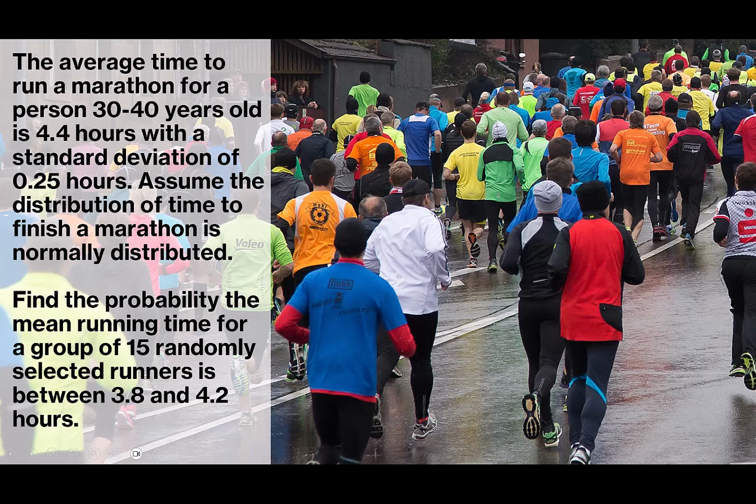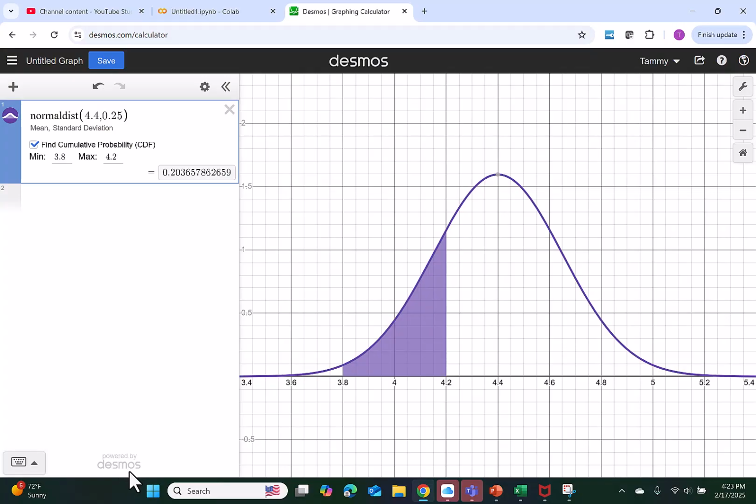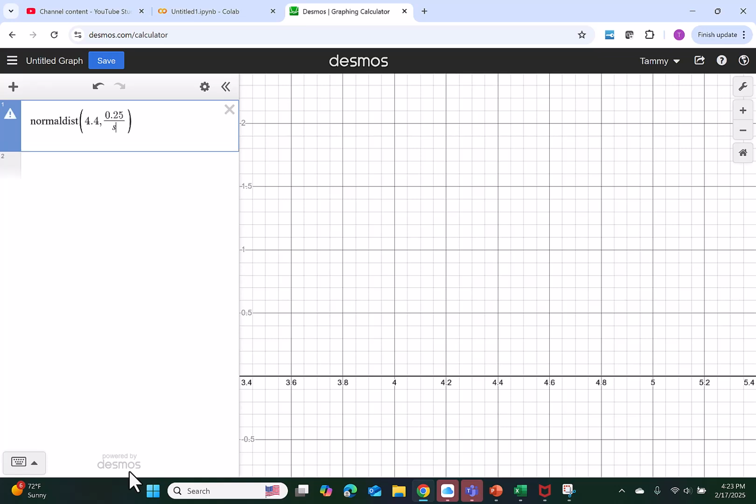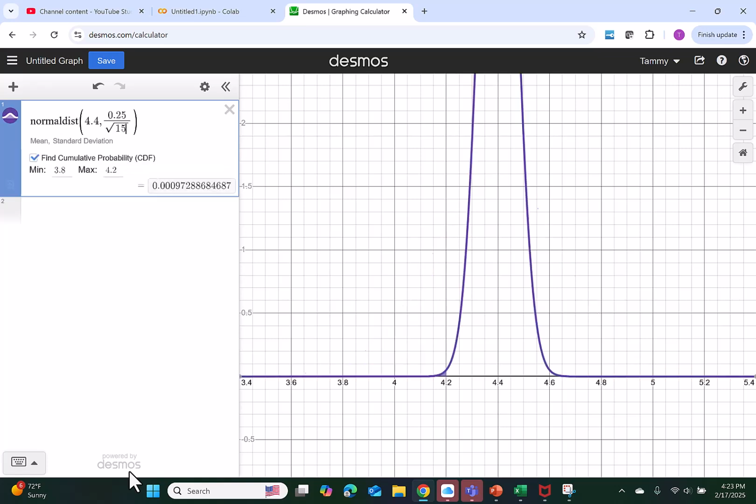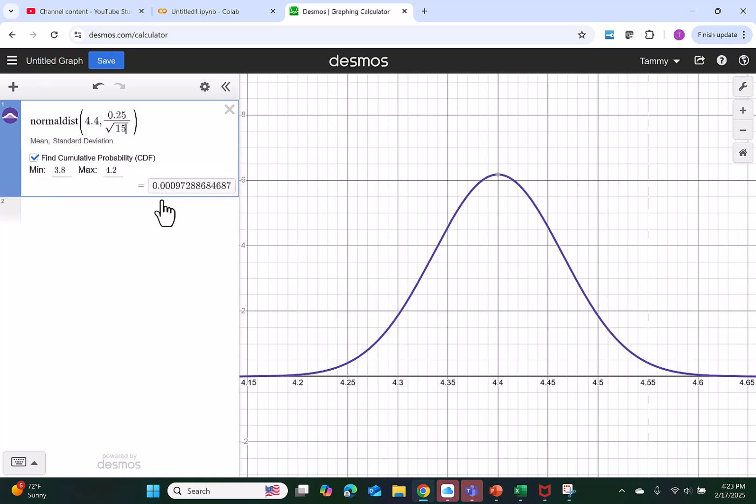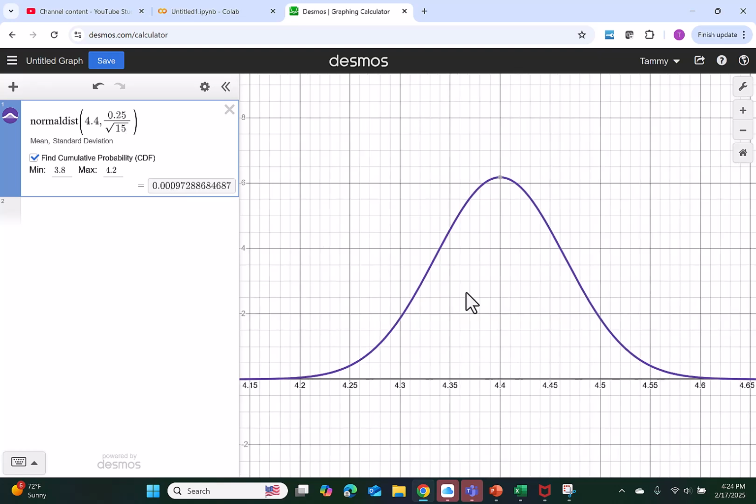Let's find the probability that the mean running time for a group of 15 randomly selected runners is between 3.8 and 4.2. We'll change our standard deviation to standard error of the mean by dividing by the square root of 15. We can zoom fit and see that we get 0.00097. I'll call that 0.001. We have this very tiny probability that we don't even see on the graph.